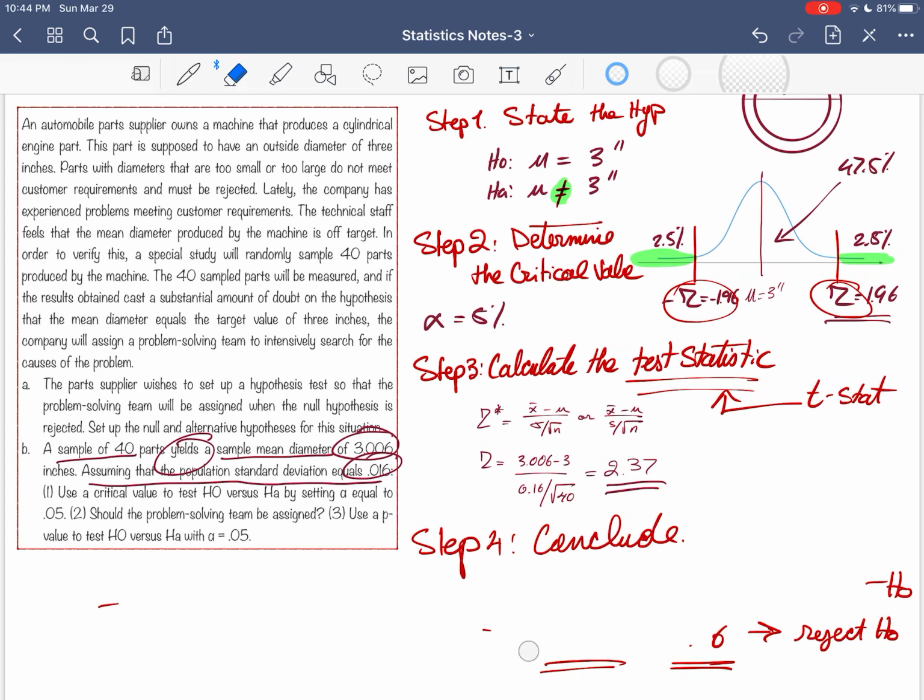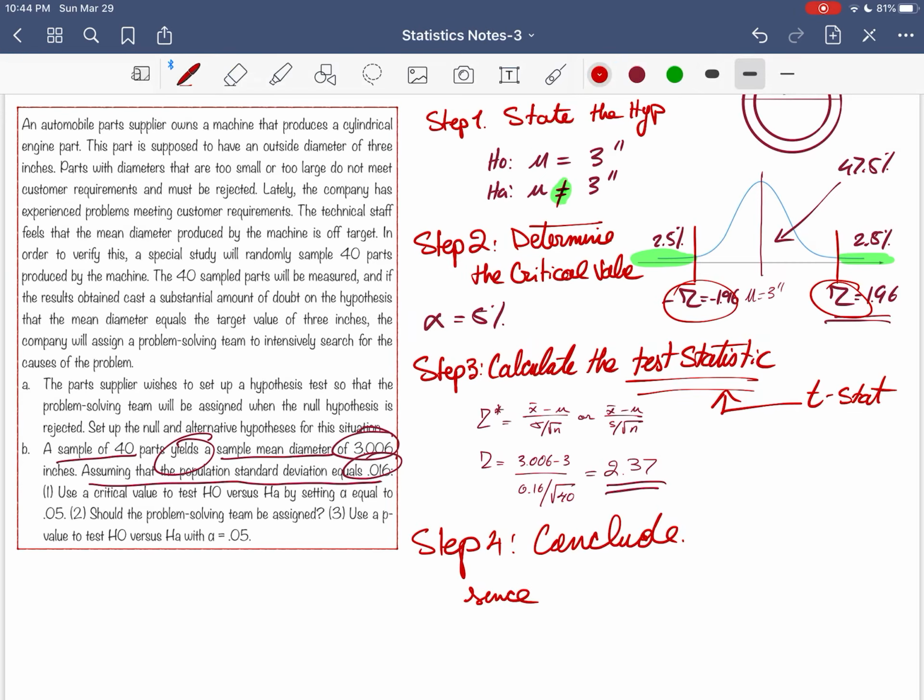So in this particular case, let me just make it a little bit cleaner. So since the absolute value of 2.37 is greater than the absolute value of 1.96, reject H0. So we're rejecting H0, basically saying that the diameters are greater than 3 inches. So that's step 4, and that's done.